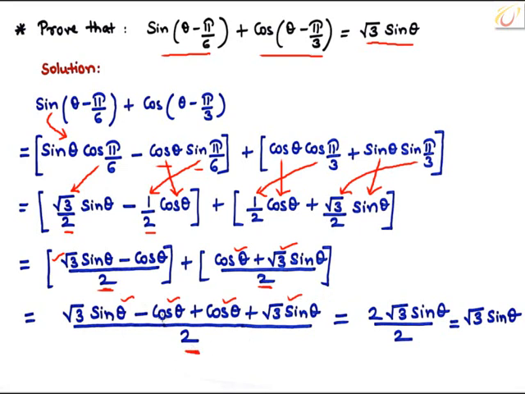So minus cos θ plus cos θ gets cancelled. Root 3 sin θ plus root 3 sin θ gives us 2 root 3 sin θ. 2 root 3 sin θ upon 2. 2 and 2 get cancelled. The answer is root 3 sin θ, hence proved.